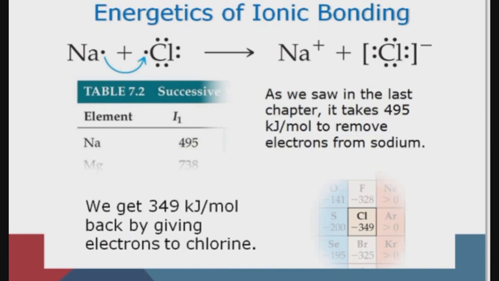Energetics of ionic bonding. As we saw in the last chapter, it takes 495 kJ/mole to remove electrons from sodium. We get 349 kJ/mole back by giving electrons to chlorine. So we can see in the slides or the PowerPoint that the sodium gives 1 dot to chlorine, so it makes 8 dots. So it completes the octet rule.